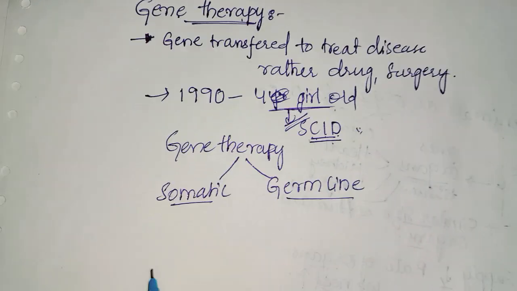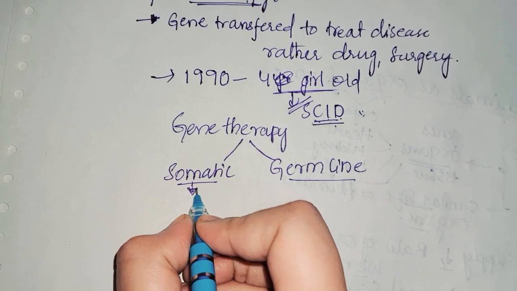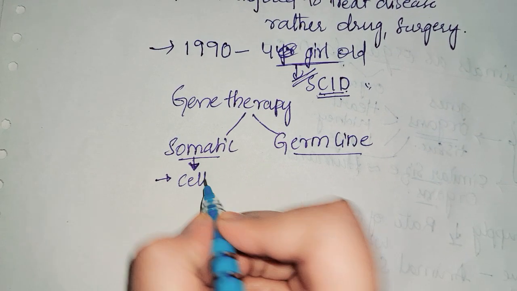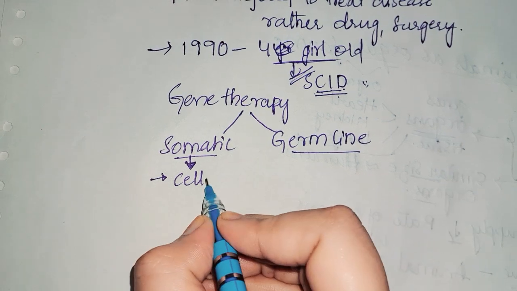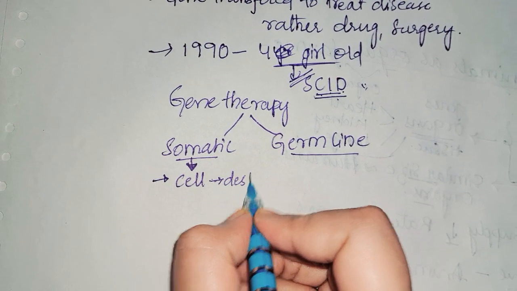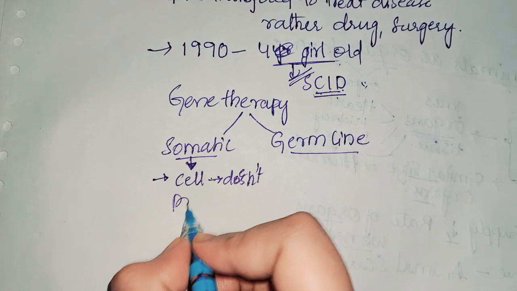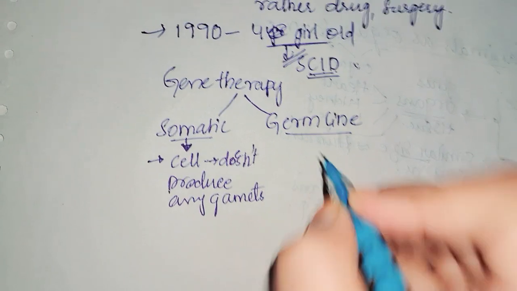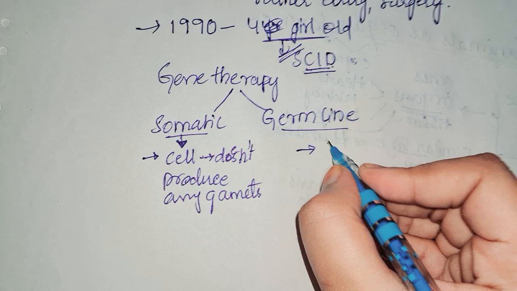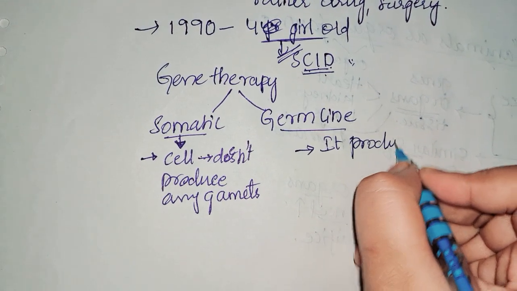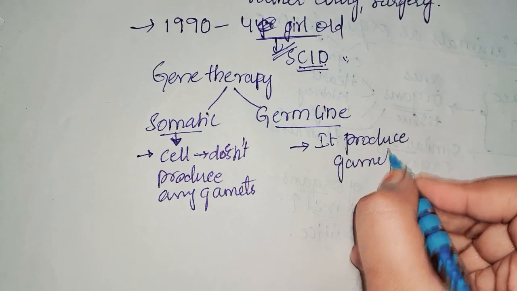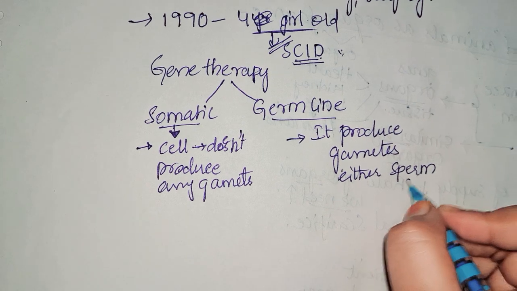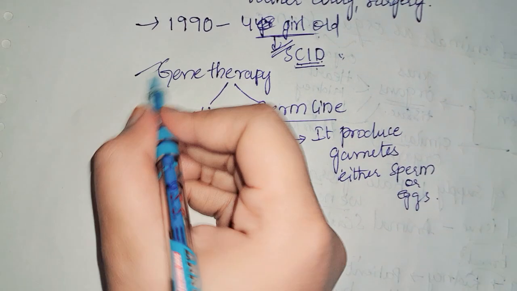What do you mean by somatic? The name itself says somatic cells, where the cells can be transferred. It does not produce any gametes. Whereas in germline therapy, it produces gametes, either sperms or eggs. So it is of two types.